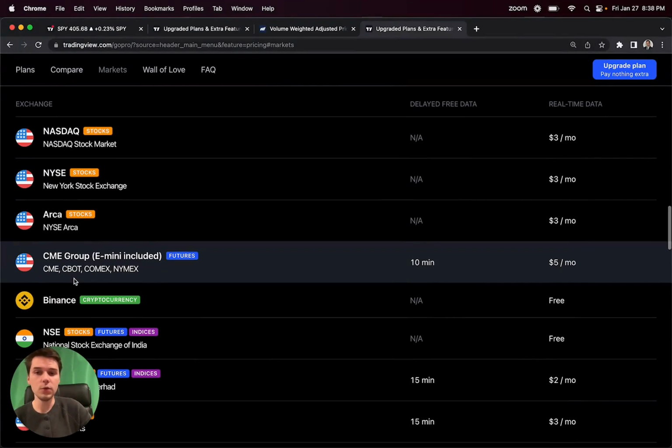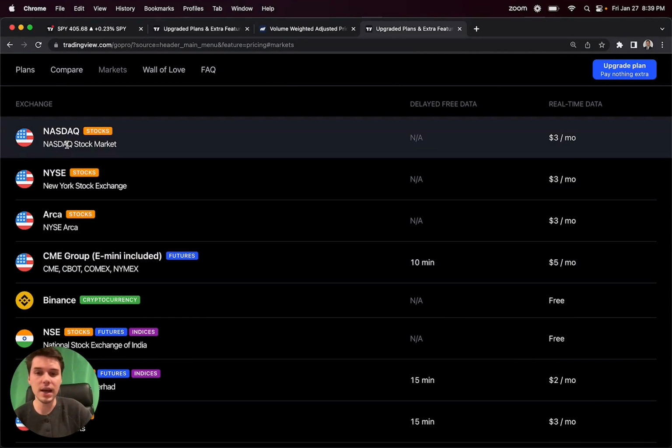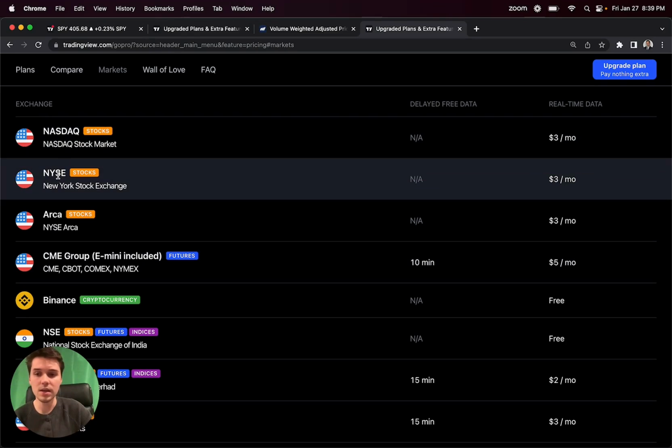Now, the other thing to go over is going to be data, and this is perhaps even more important. If you trade individual tickers, obviously many of you guys do, like Tesla, Apple, Amazon, Nvidia, you're going to need the first two: NASDAQ and NYSE. These will cover the real-time data on those tickers. No matter the plan you have, you also need the data. So you also have to pay for it.